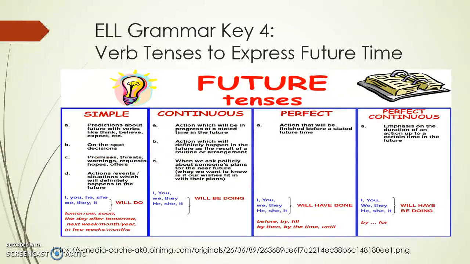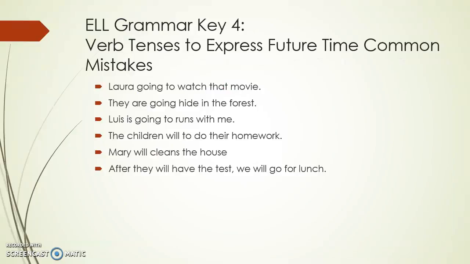The last key is verb tenses to express future time. And in English, we have the will and be going to. What are some of the mistakes? Well, forgetting the verb to be. Laura is going to watch that movie. They are going to hide, forgetting the to. Luis is going to runs with me, adding an extra S that is not needed.